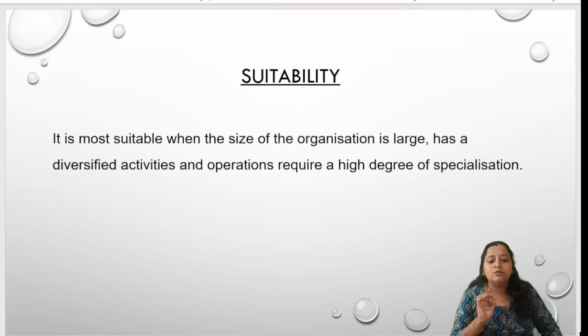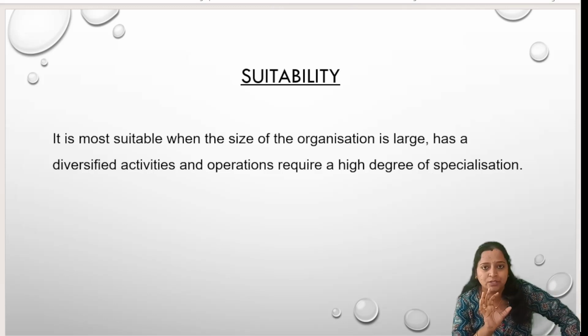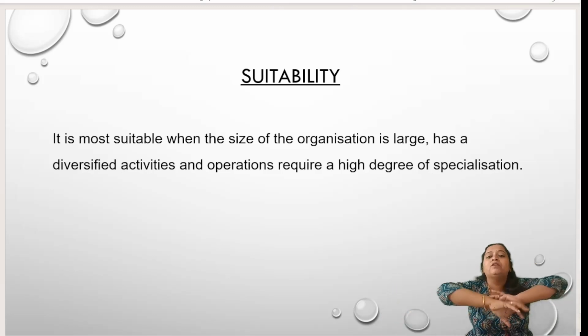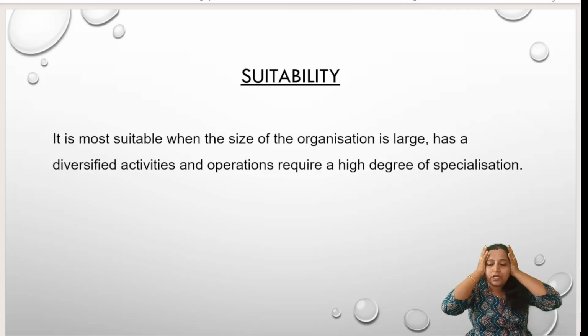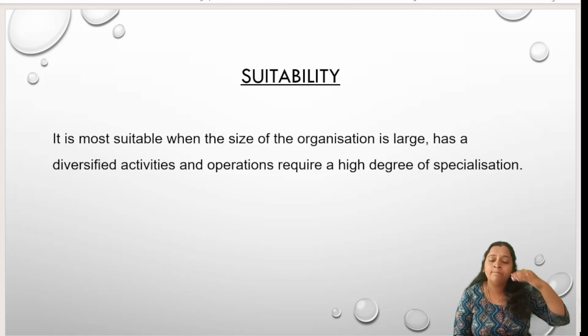Now quickly we'll move on to suitability, where this functional structure is well suited. Usually the functional structure is well suited in large organizations, where you have n number of diversified activities to be performed, and you require specialization in performing each activity. For every activity you require specialization. That type of organization is well suited for this functional organizational structure. Hope you people understood today's class. We have discussed the functional organization meaning, the chart, merits, demerits, and where it is suited.